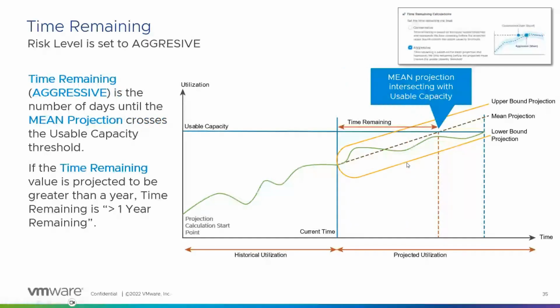And then if we switch over to aggressive, you can see now the mean. This is the mean of the upper and lower bound, and we're looking at where that mean touches the usable capacity line. So between that point and now, that tells me what my time remaining is, the number of days there. So hopefully that's clear.